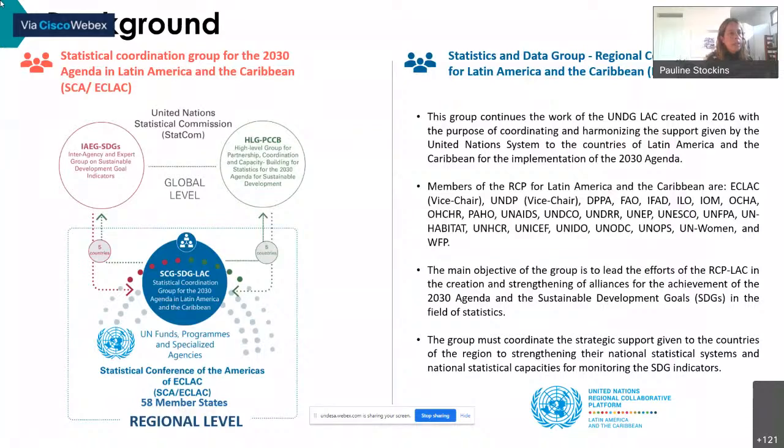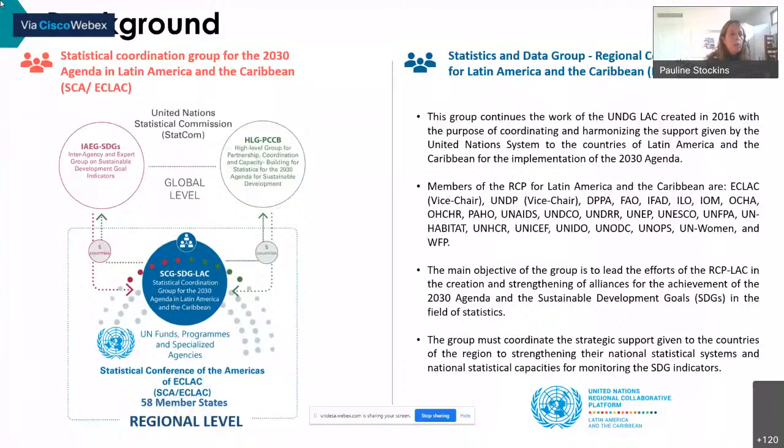On the other hand, the Statistics and Data Group continues the work of the UNDG LAC, created in 2007 and 2016, with the purpose of coordinating and harmonizing the support given by the United Nations system to the countries of Latin America and the Caribbean for the implementation of the 2030 Agenda. The group is intended to coordinate actions aimed at strengthening statistical capacities and encourage the exchange of information with United Nations agencies at the global level and other relevant national and regional institutions.